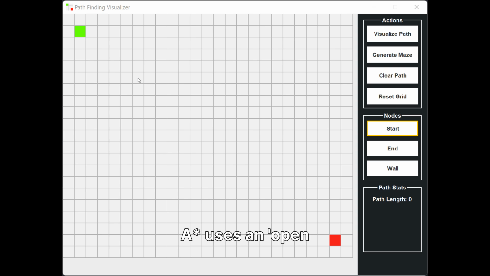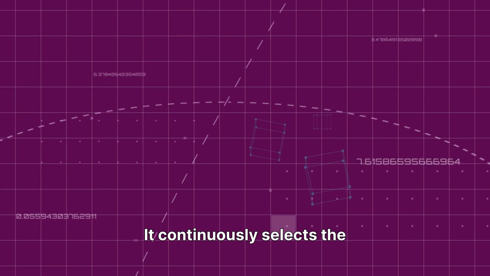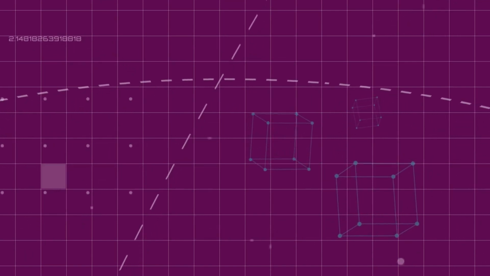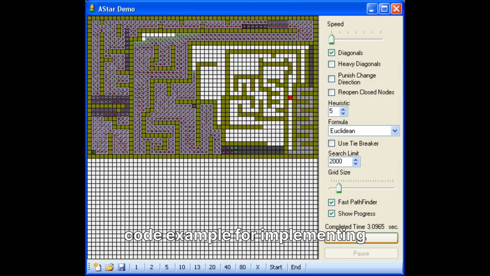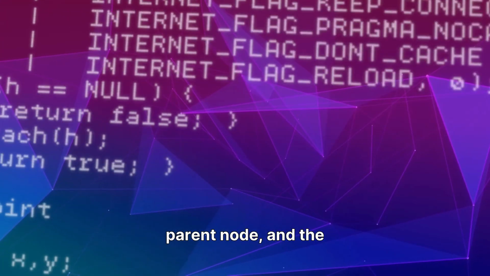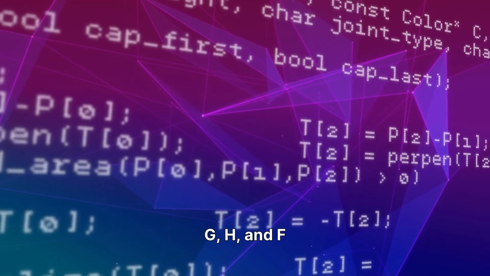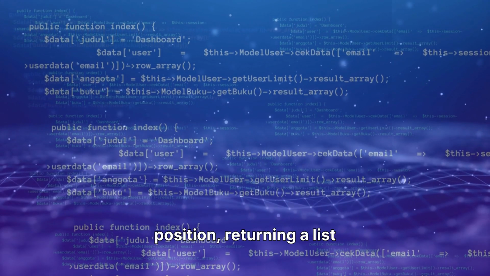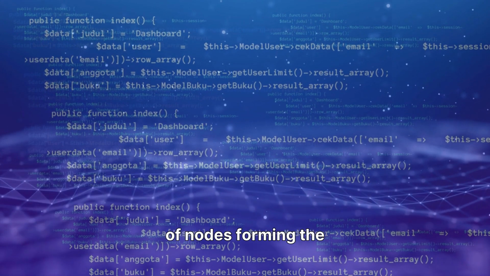A* uses an open list of nodes to be evaluated and a closed list of nodes already visited. It continuously selects the node with the lowest F cost from the open list. Here's a simplified C# code example for implementing the A* algorithm. Our node class will store its grid position, parent node, and the G, H, and F costs. The FindPath method takes a start and end position, returning a list of nodes forming the path.